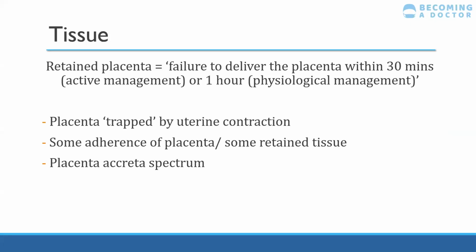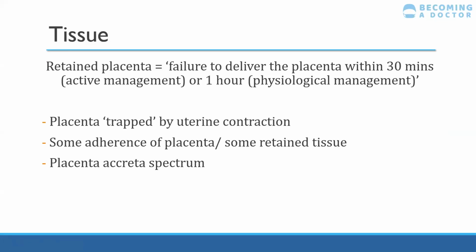For tissue, so tissue usually refers to retained placenta. So it's called retained if it's not been delivered within 30 minutes, if we're actively managing, or 1 hour if we're not actively managing. So this can be a number of different things. Either if the uterus and the cervix contracts very quickly, the placenta can kind of get trapped inside. If you just pull controlled cord traction on the cord, this might help and deliver the placenta.